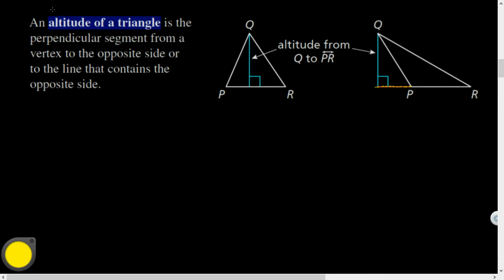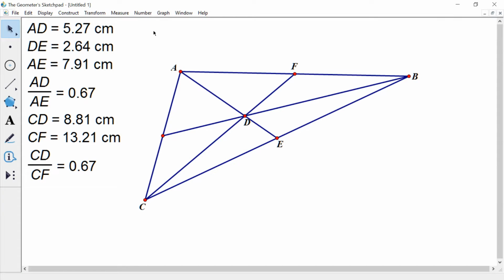You could think about altitude as the height of a triangle. That's not wrong. That's a real altitude. This would be the height of triangle QPR, or one of the 3 heights. You can call it height. All right, so let's take a look at Geometry Sketchpad again.